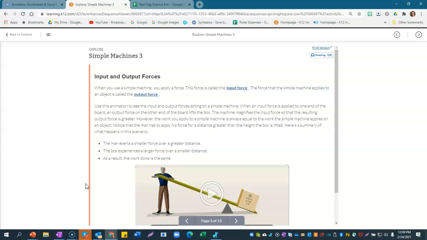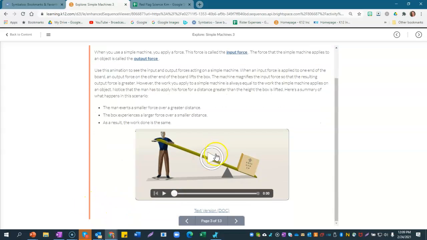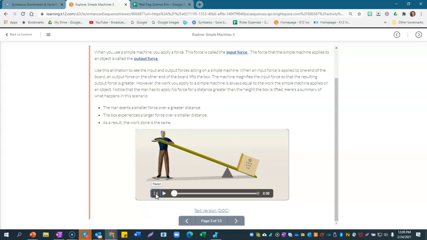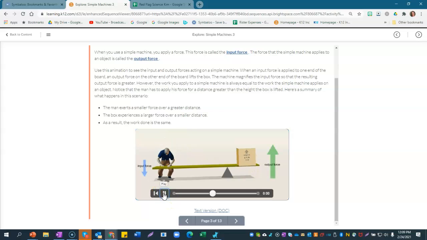So here's a summary of what happens in this scenario. The man exerts a smaller force over a greater distance. The box experiences a larger force over a smaller distance. And as a result, the work done is the same. Okay, so we're watching it again. Input force is what's going down. Output force, the box goes up.